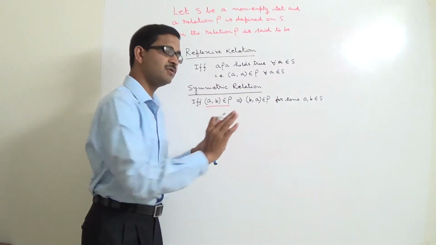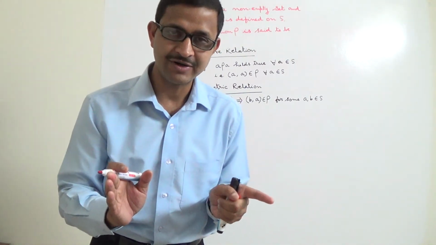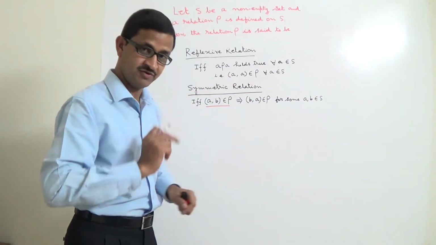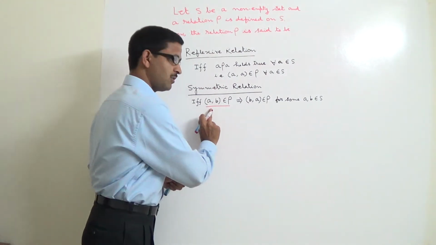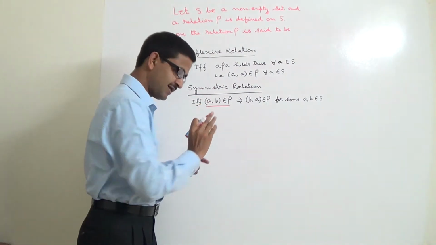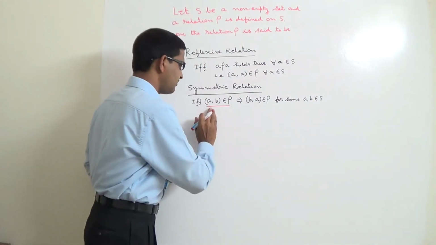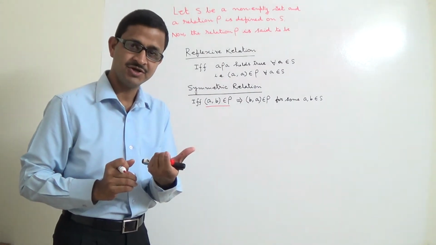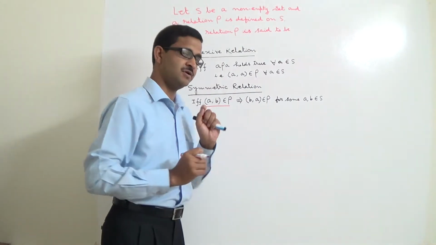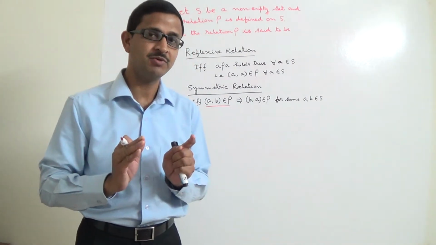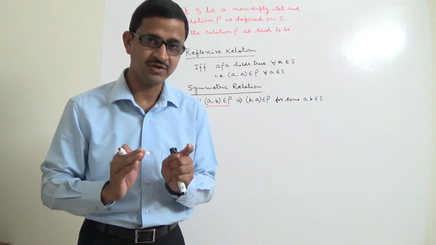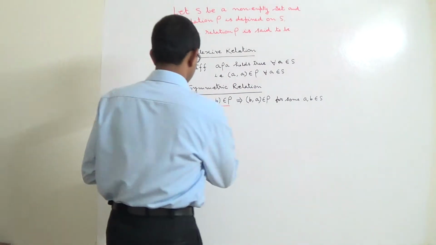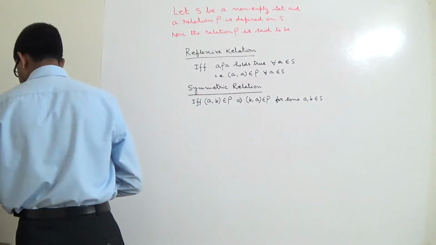If (A, B) doesn't belong to rho, that means A and B are not related by the relation rho. But if (A, B) belongs to rho, because rho is defined to you, you know whether (A, B) belongs to rho or not, then you need to prove that (B, A) also belongs to rho. So that is very important. Then only we can say that rho is a symmetric relation. Alright. The next one is the transitive relation.